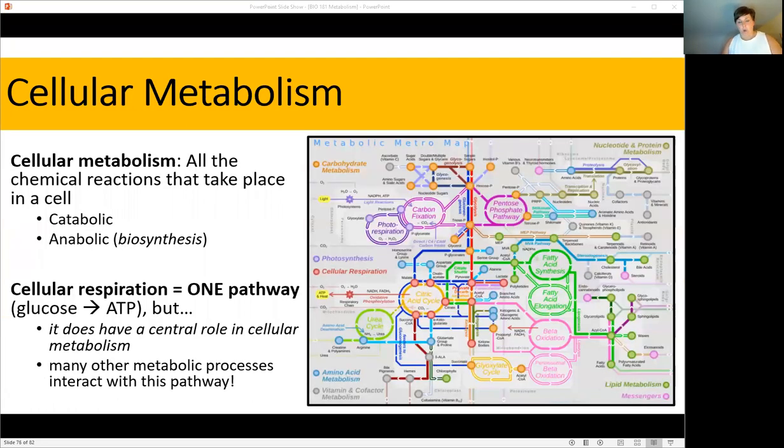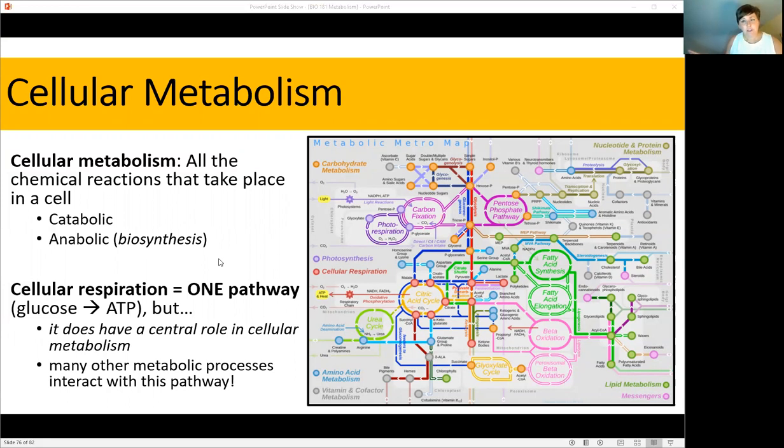This picture is a lot, but it is showing a summary of the major metabolic pathways in cells. Recall that cellular metabolism is all of the chemical reactions that take place in a cell. This includes catabolic reactions that break things down and anabolic reactions that build larger molecules. Anabolic reactions that build macromolecules are called biosynthetic reactions.